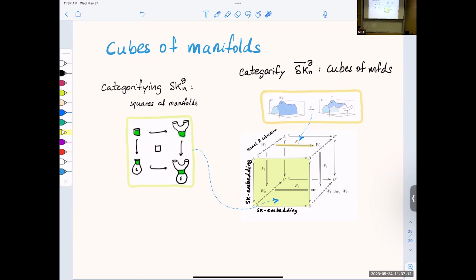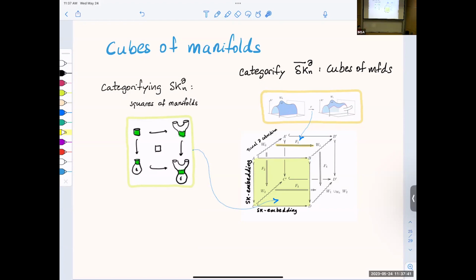Now, A and A prime are manifolds with boundary. They have the same boundary components. So that's what you see here in the pictures. This is your A, and this back here is your A prime. So sitting there is your cobordism W naught. Now you can drag along and go to the other side, B and B prime. And you can have that, of course.